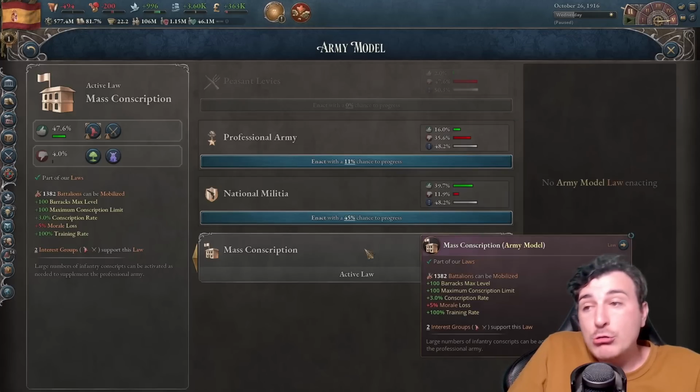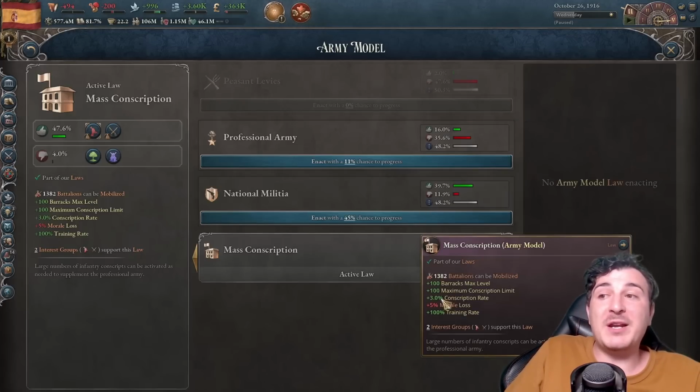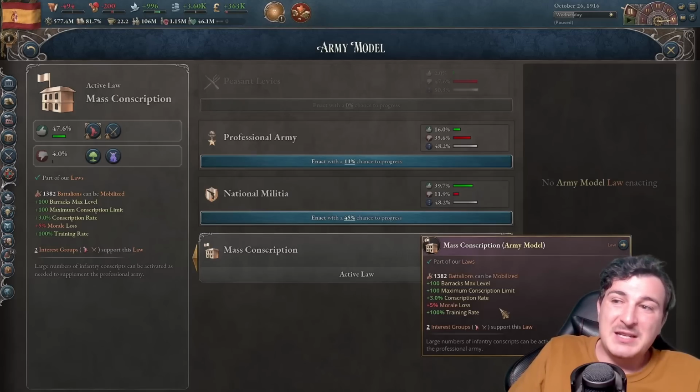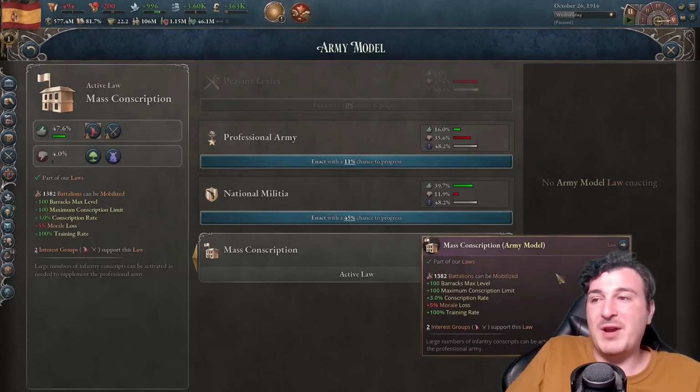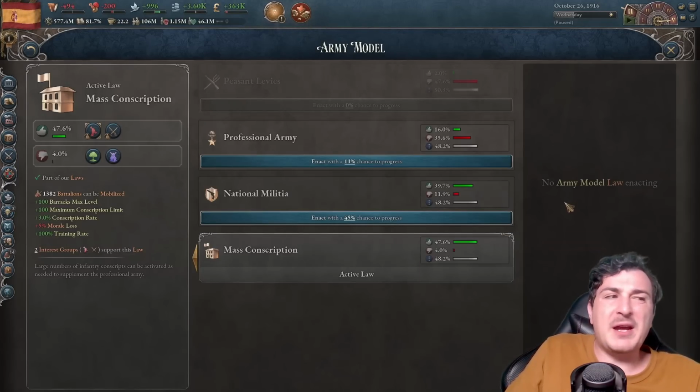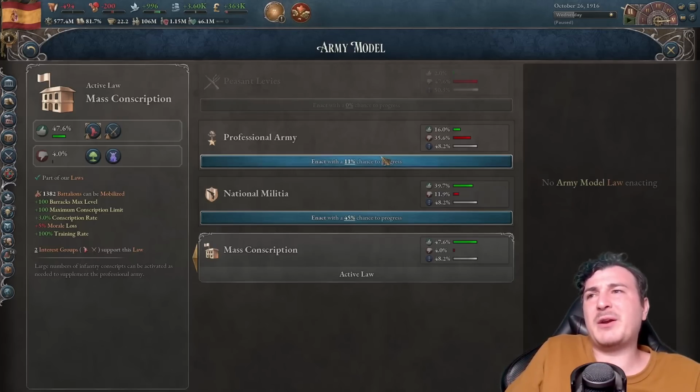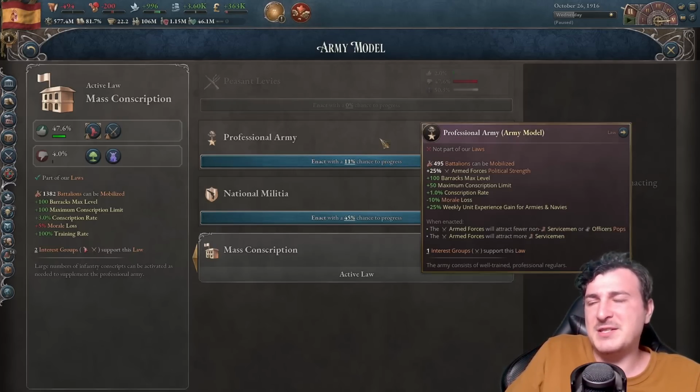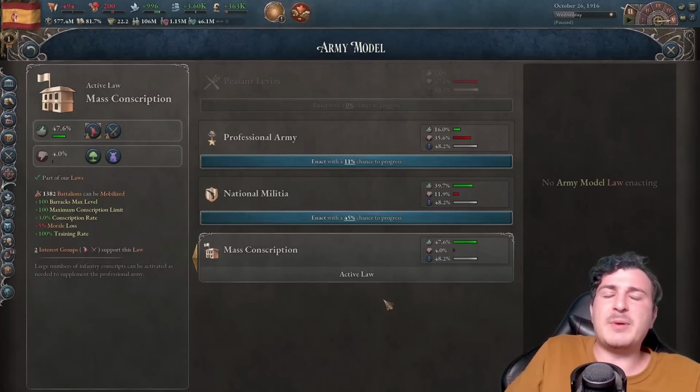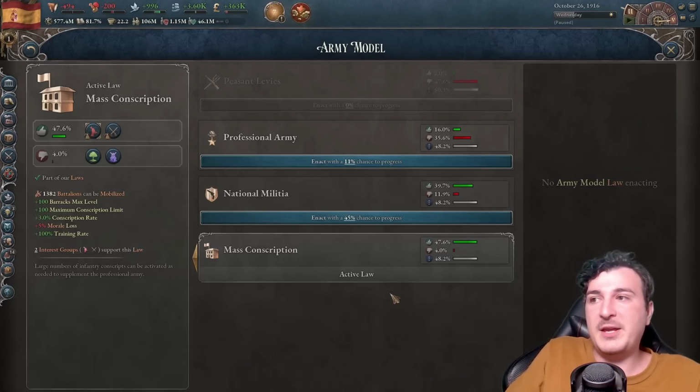Mass conscription also gives you 100 barracks level, but it also gives morale loss plus 5%, which is pretty bad. It does make up for that with the conscription rate increased by 2%, which is not bad. So it really depends on whether you're playing a multiplayer or a single player. In single player with professional army, you don't need to struggle for the rest of the campaign. In multiplayers, it is a little bit more of a slog, and you're gonna have to have like 6,000-7,000 battalions by the later part of the campaign. But if you're playing multiplayer, you probably know what you're doing, right?